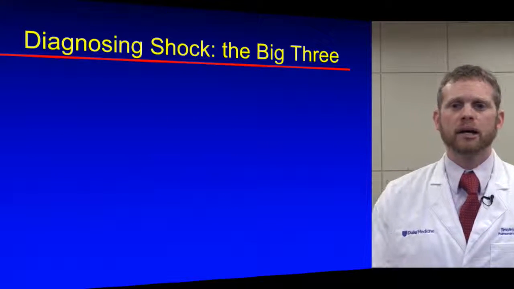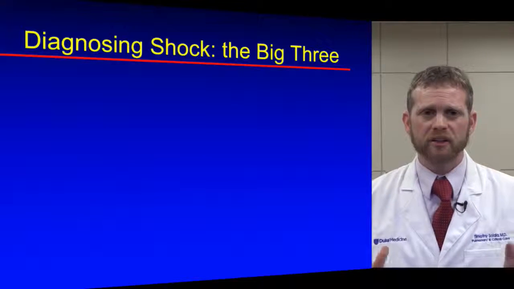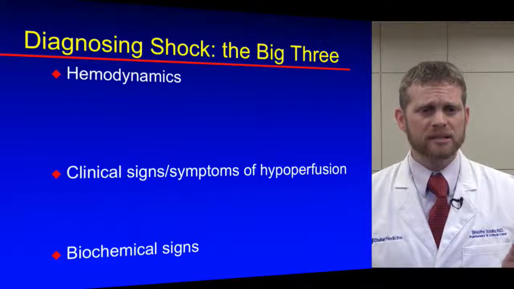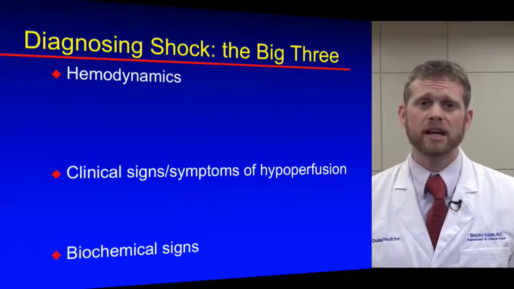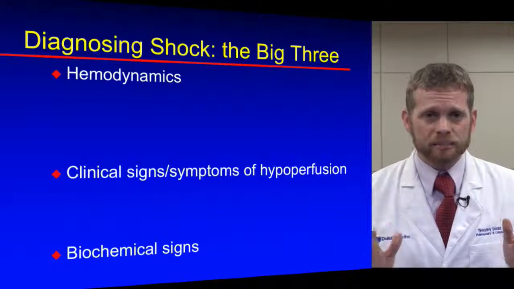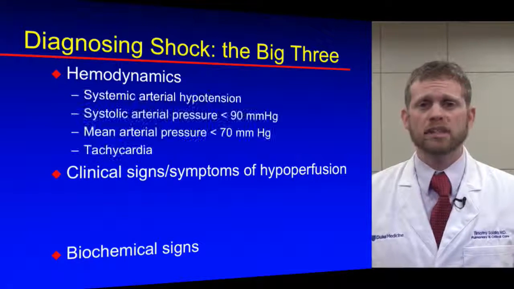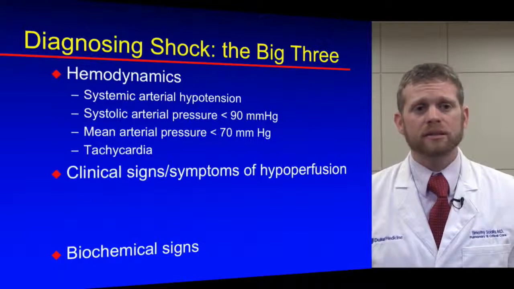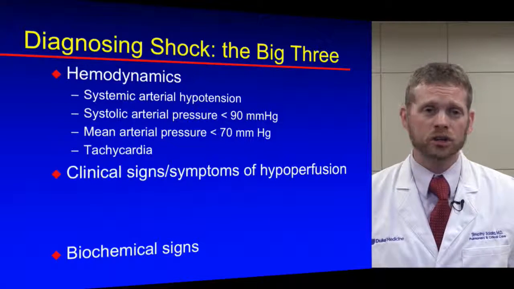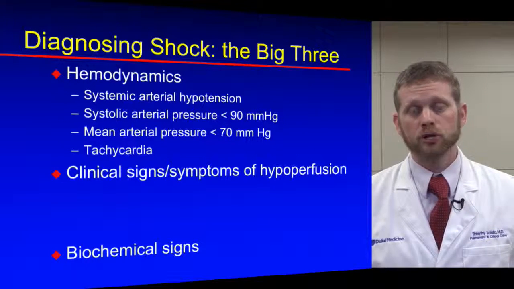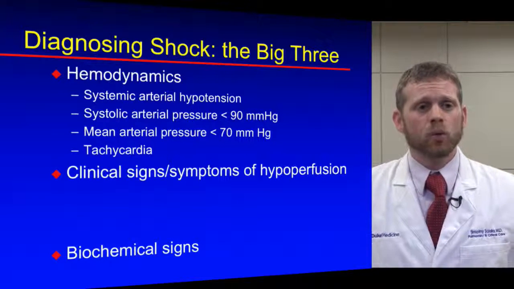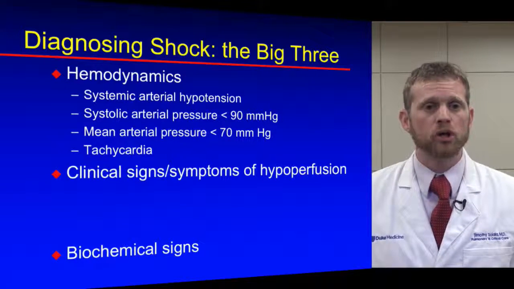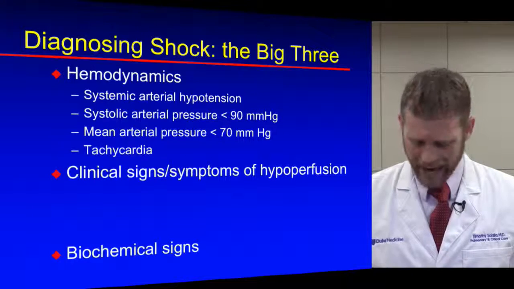So when I think of diagnosing shock, you want to think of the big 3 things. That's going to be hemodynamics, the clinical signs and symptoms of hypoperfusion, so doing a physical exam on your patient, and then also looking at some basic laboratory values. So as far as hemodynamics, the first most obvious thing when you're worried about shock is that the patient typically has systemic arterial hypotension, a low mean arterial pressure. However, it doesn't have to be the case. We usually start worrying when the systolic pressures go below 90 or the mean arterial pressure goes below 70. It's typically associated with tachycardia.